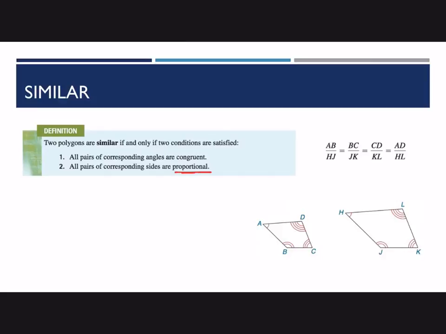Or in other words, if we looked at the previous quadrilaterals in the previous example, we would have this extended ratio. So AB is to HJ as any of those other corresponding pairs of sides are to each other. Okay, so AB is to HJ as BC is to JK, or as CD is to KL, or as AD is to HL.